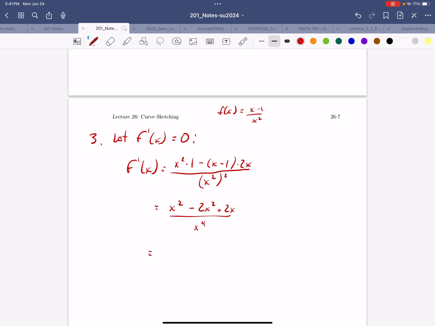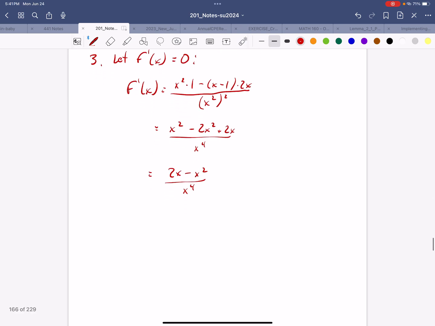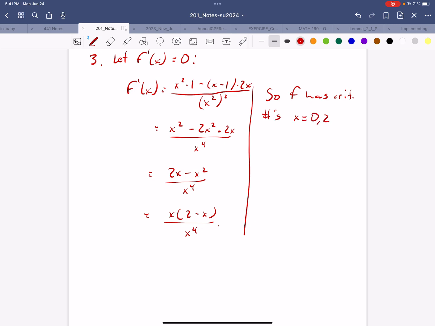Do it out again. It looks like we get 2x minus x squared on the top, and x to the fourth on the bottom. And then note once more, we can factor this into x times 2 minus x. So f has critical numbers x equals 0 and x equals 2, because f prime equals 0 at x equals 2, and it doesn't exist at x equals 0.